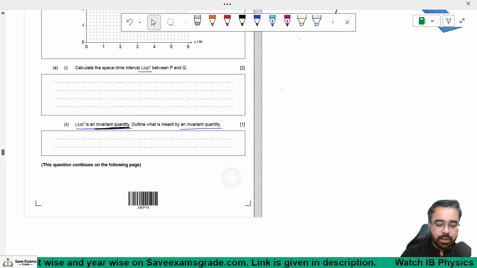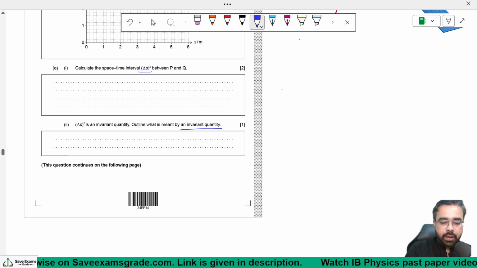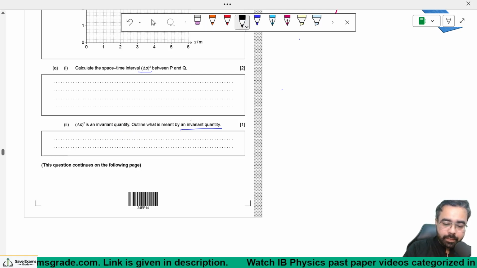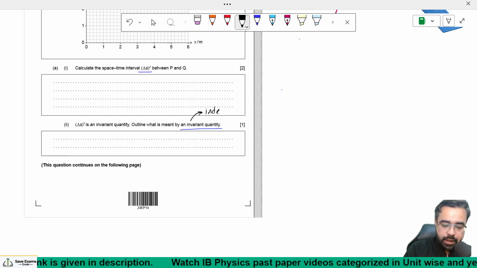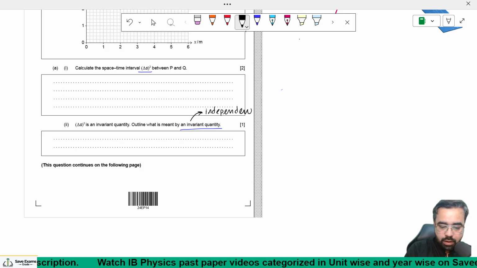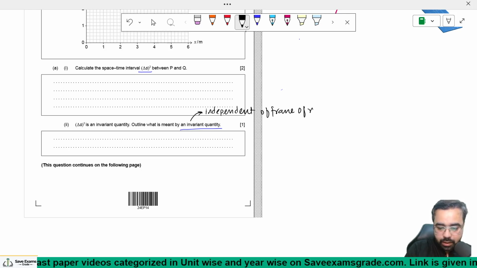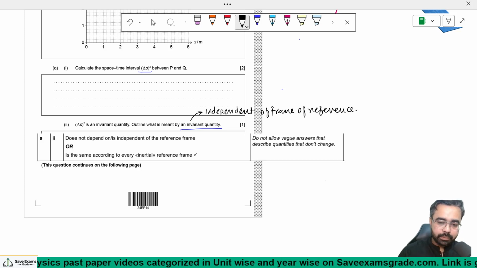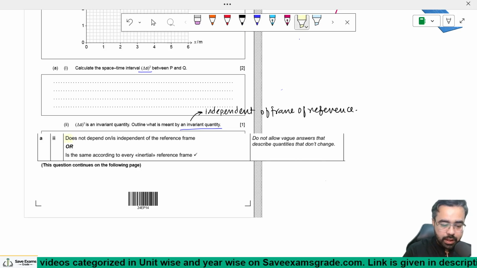So that's why we always say, what is the meaning of invariant quantity? It means that which is independent of frame of reference. And the speed of light is a wonderful example of that. And here you can see what the mark scheme says: independent of frame of reference.